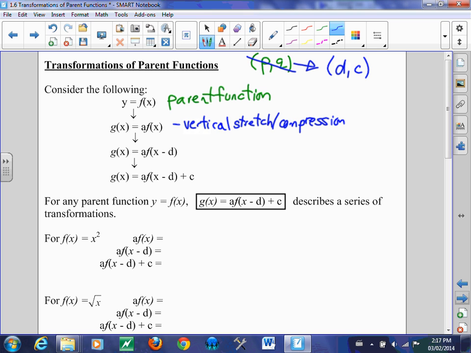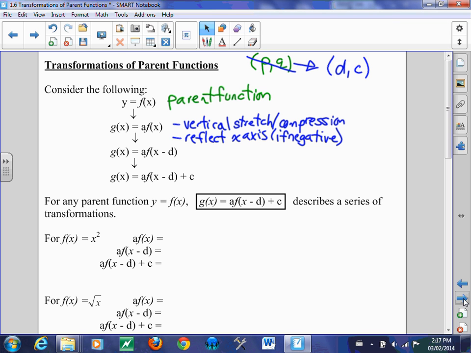But a also does another thing, ladies and gentlemen. It will reflect over the x-axis, and that's only if it's negative. So imagine taking a parent function, very simple, then applying a, which tells us we're going to take that shape and either stretch it, compress it vertically, or reflect it if it's negative.